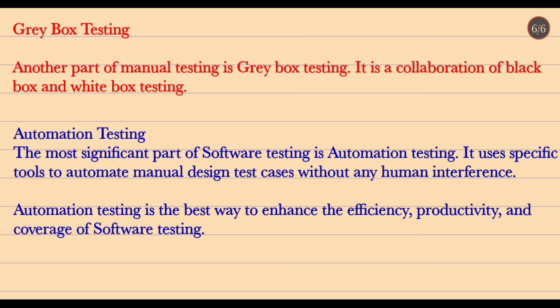Suppose we have to test something that we cannot do with manual interference. Or suppose a human can do it, but it always takes time, and if we do it with the help of a tool, it will take less time, be more efficient, and give us proper results. That is the kind of testing we perform in automation testing.